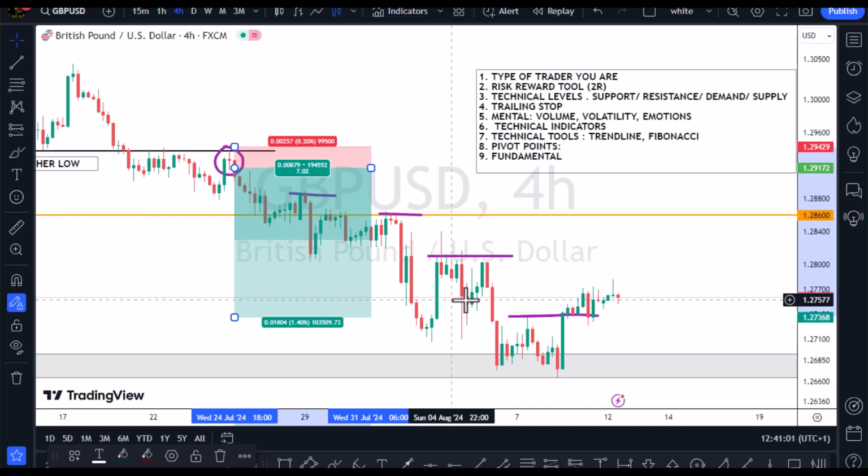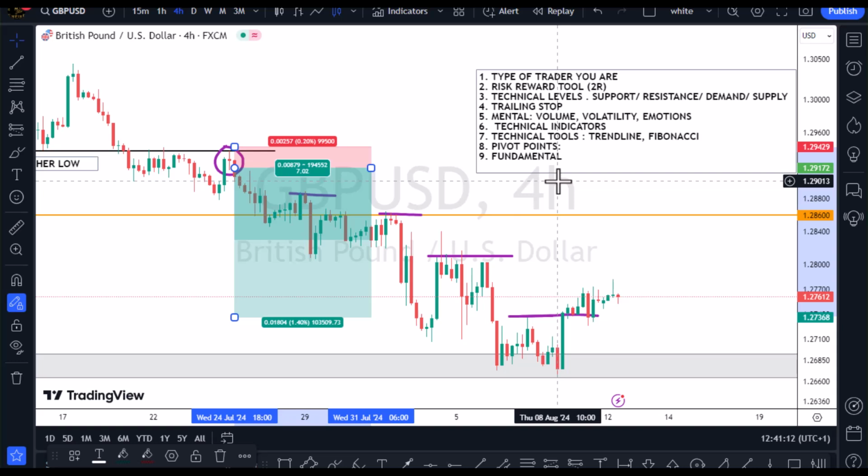So in our next class, we're going to talk about mental stop loss, volume, volatility, emotions, technical indicators, technical tools, trend line, Fibonacci, how you can use trend line to set your take profit, and how you can use Fibonacci to set your take profit, and then how you can use pivot points and fundamental factors, right?